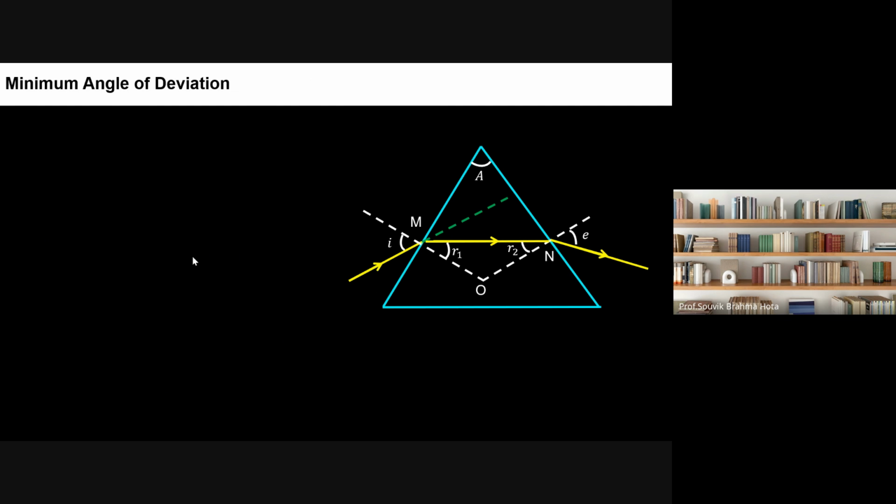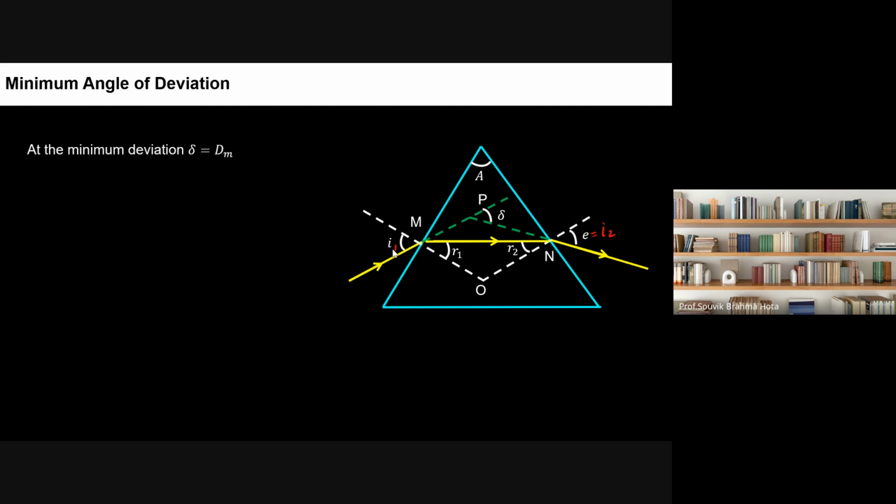So the minimum angle of deviation condition is I equal to E, or sometimes E can be written as I2 and I can be written as I1. So then I1 is equal to I2. Or normally I is equal to E, angle of incidence is equal to angle of emergence. And at that condition, R1 is also equal to R2 is equal to R. So both the values of R1, R2 will be equal. And this is the angle of deviation at point P.